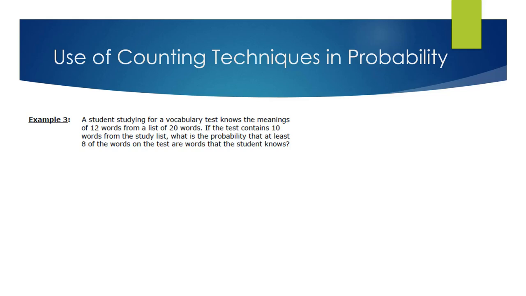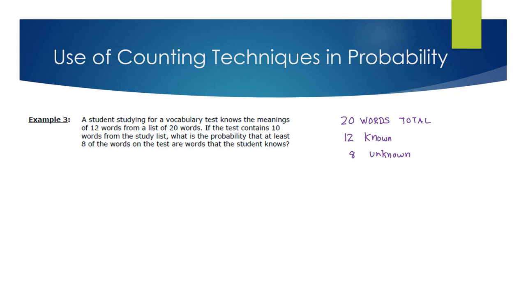Now, this question here is very similar, because we're being told that we have 20 words in total. 12 of them are known, 8 are unknown. And you're being asked, if there are 10 words on the test, what's the probability that at least 8 of those words are ones that the student already knows?